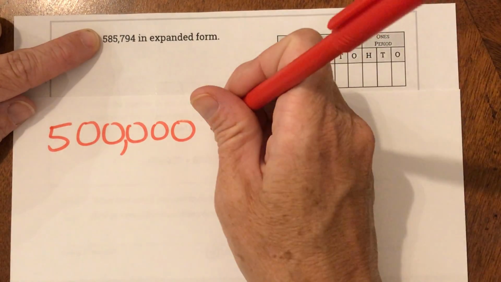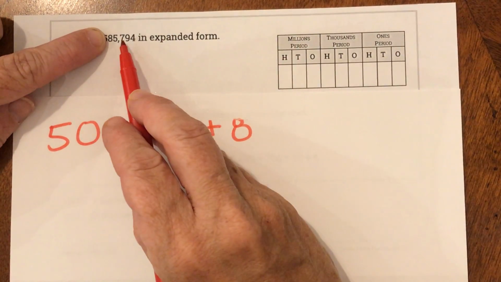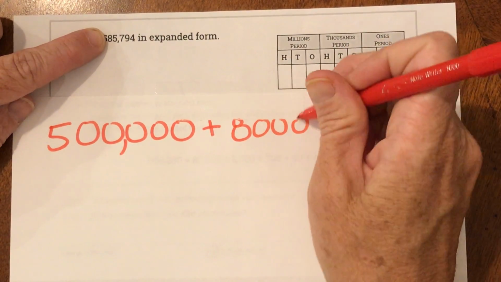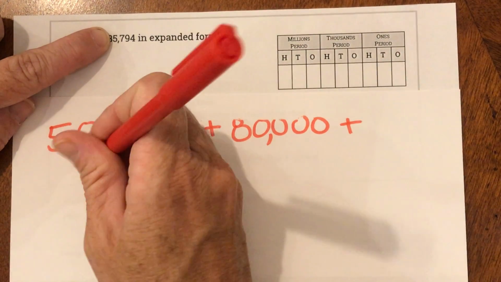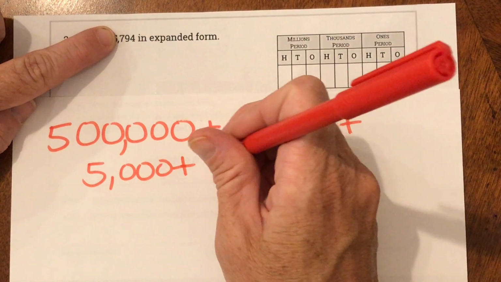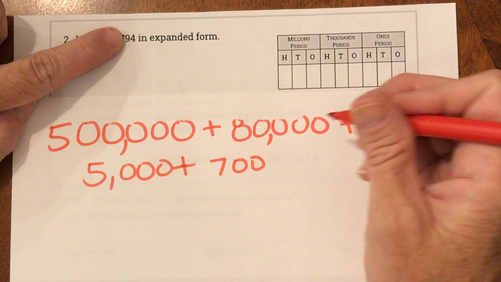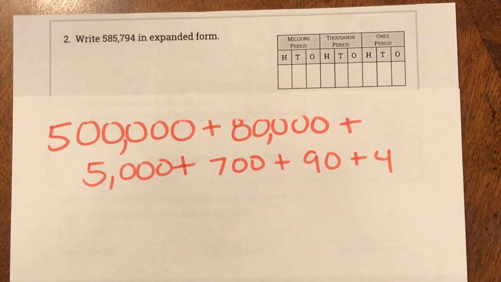So 500,000 plus I have 80,000, which has 1, 2, 3, 4 zeros after it, plus I have 5,000, plus I have 700, plus I have 90, plus I have 4. So that's how I would write that in expanded form. Again, I'm not expanding or growing the value, I'm just growing it in size.